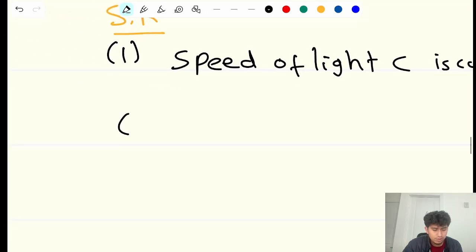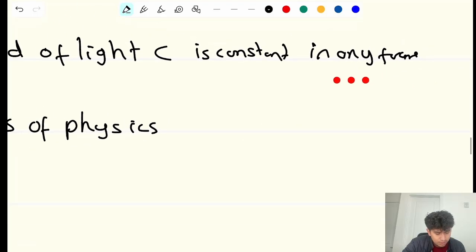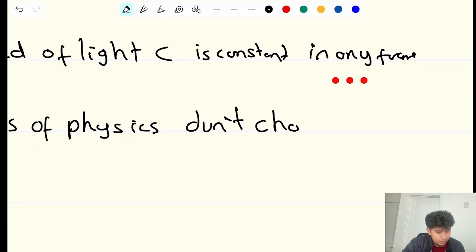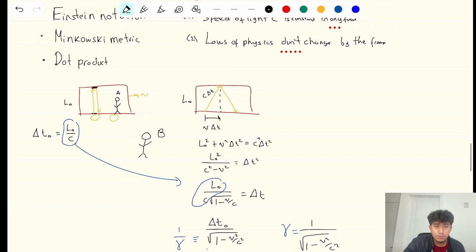And the second is that the laws of physics, the form of the equations, is not modified by different frames. The laws of physics are going to work the same way in different frames. The laws of physics don't change by reference frames. Okay, so these are the two postulates that we're going to use.